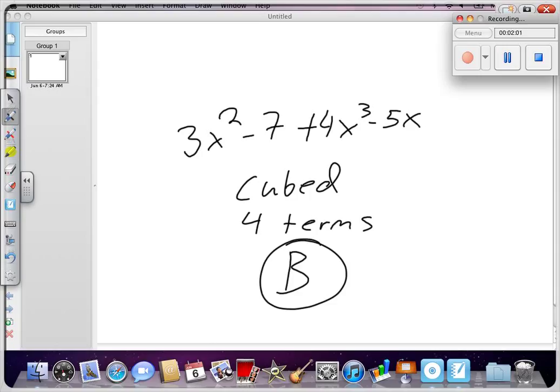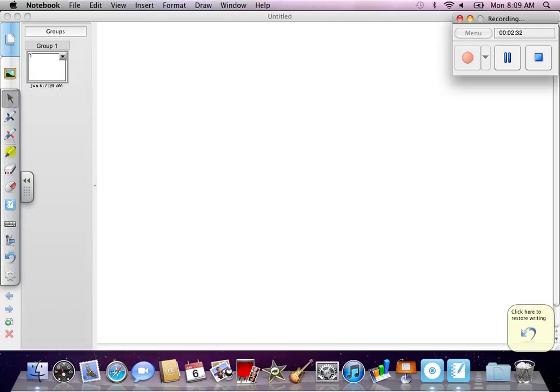C is quadratic polynomial. We know we've got more than a degree of 2. And D is cubic trinomial, but I've got more than 3 terms. Does everybody understand how that works? You might want to put on your formula and steps sheet that degree means the highest exponent, and terms are separated by addition and subtraction. All right, so we are now going to go to 42.